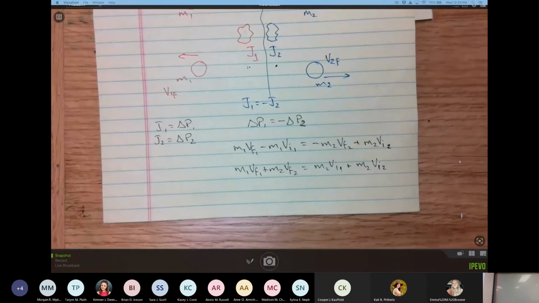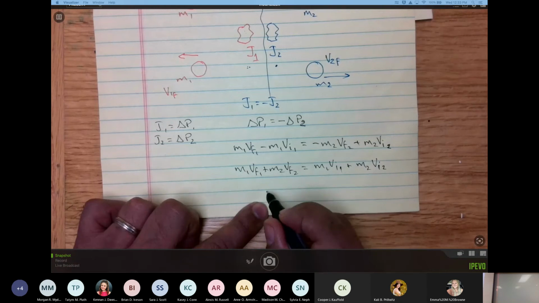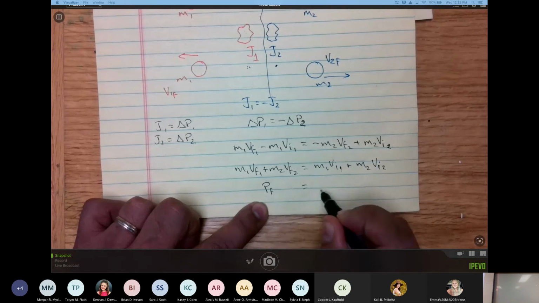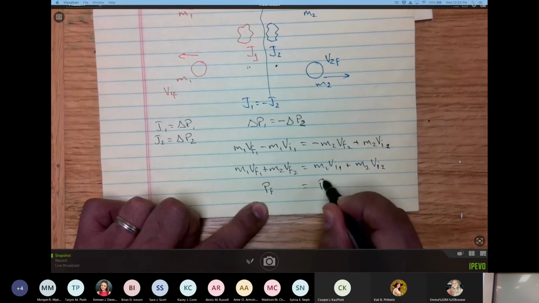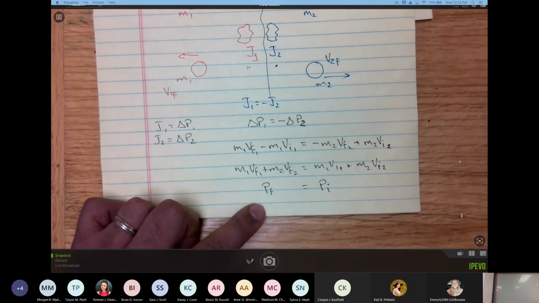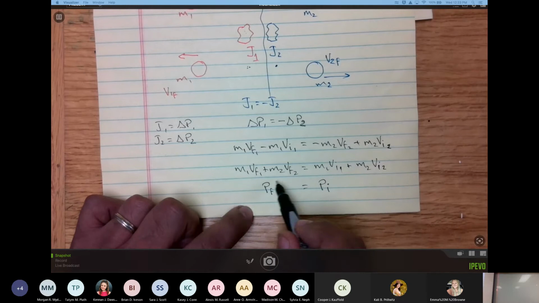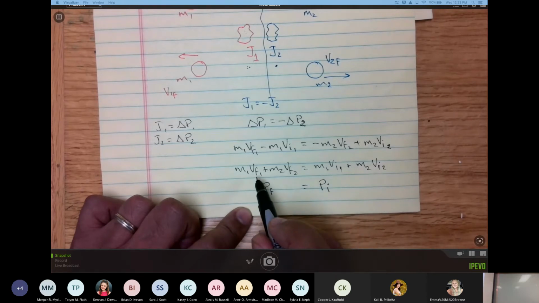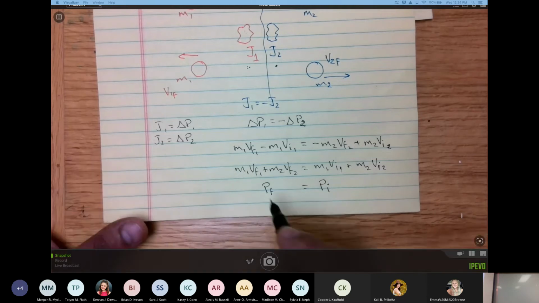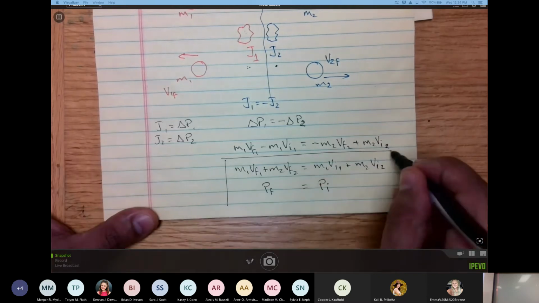Okay, so this is the final momentum. This is the initial momentum. Everything that is on the right depends on the initial conditions. These are the final conditions. And this is the conservation of momentum.